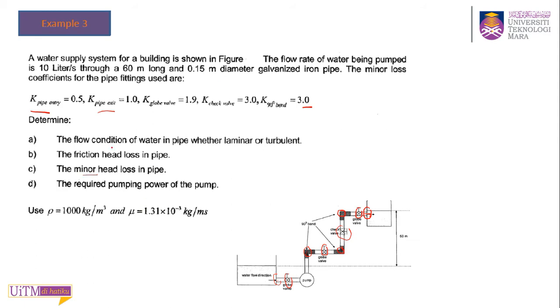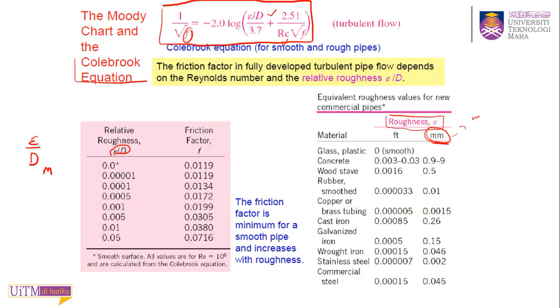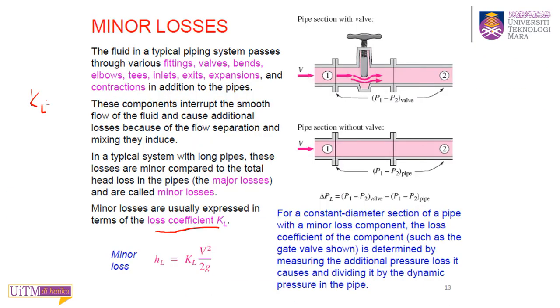And to calculate the minor losses, you will need to use this equation. The minor losses equal to the loss coefficient KL times the velocity squared, the velocity of the flow, divided by 2 times g. So this is much simpler compared to the major losses. Major losses you need to find the friction factor, so that's longer. But minor losses, you just use a simple equation: loss coefficient KL times velocity squared over 2g.